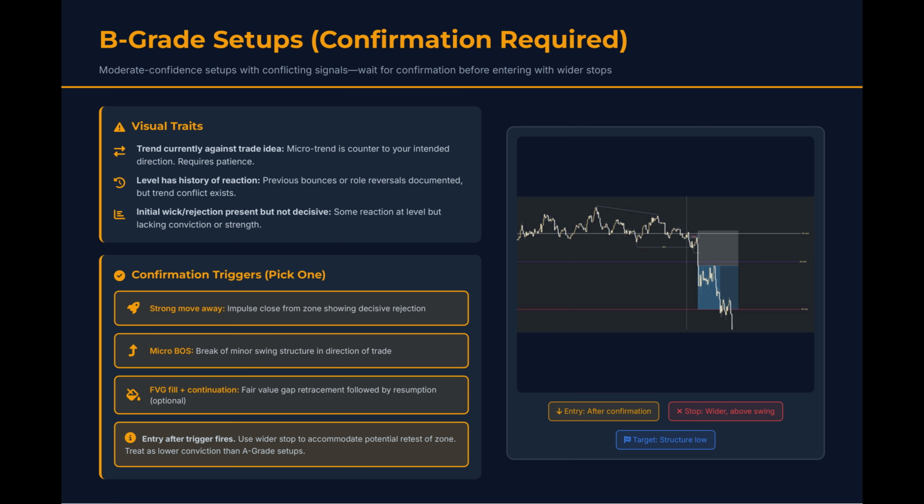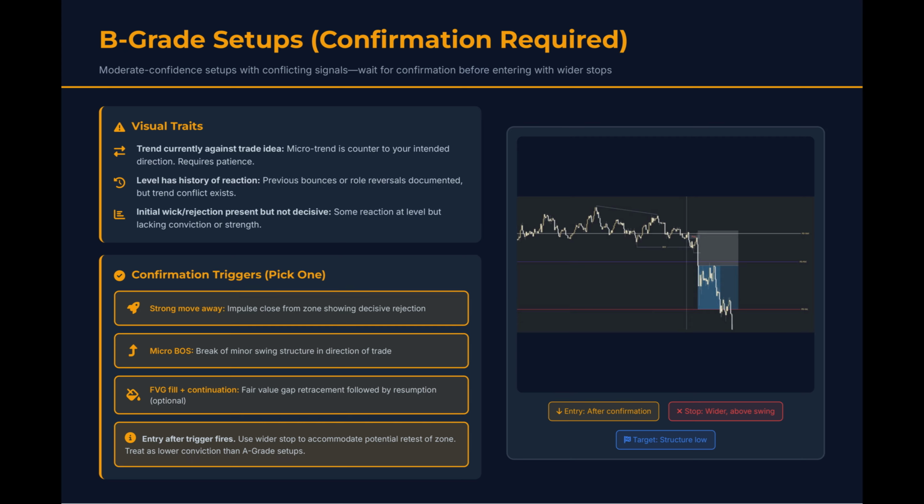That's your micro break of structure. Sellers have taken control despite the broader bullish trend. Now you enter short, perhaps at 65.43. Your stop loss goes wider than an A grade, maybe 8 ticks above the value area high and above the recent swing high, perhaps at 65.62. You're giving this trade room to breathe because you're fighting the immediate trend. Your target is the nearest structure low, maybe at 65.20, or alternatively, the previous day's point of control at 65.15. The trade works, price moves down to your target.